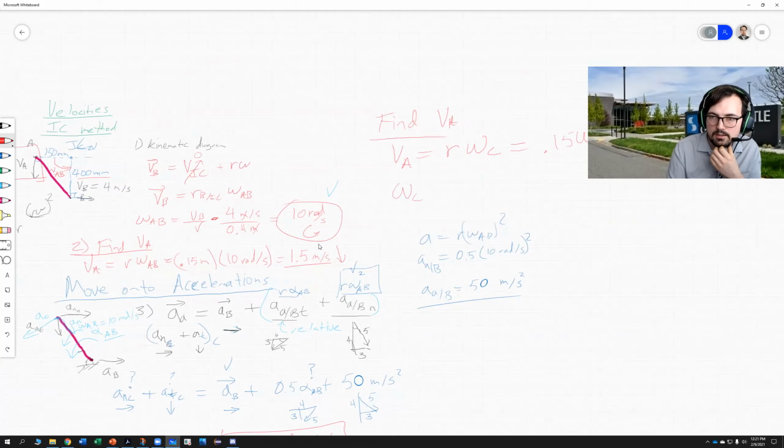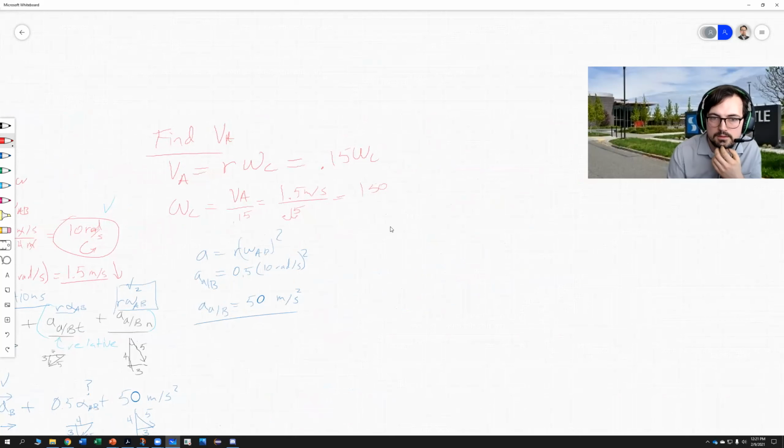So omega C looks like VA divided by 0.15, which is going to be 1.5 meters per second divided by 0.15. Move this decimal place over twice. This looks like 150 rads per second. Remember that this is meters, so those meters cancel. This is going to be super rad. We've got 150 rads per second.